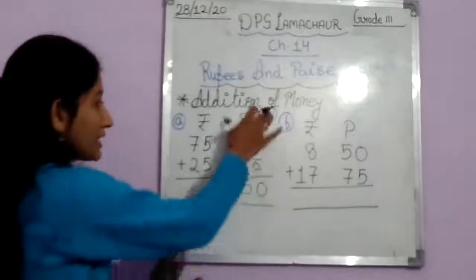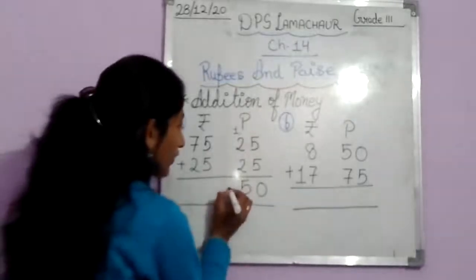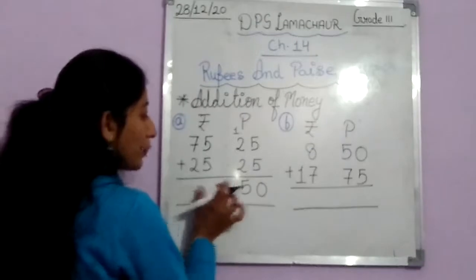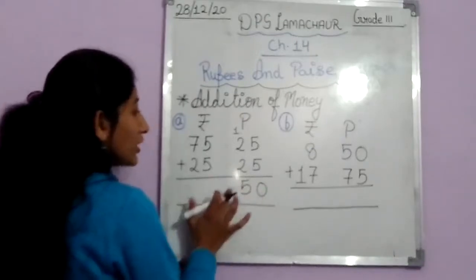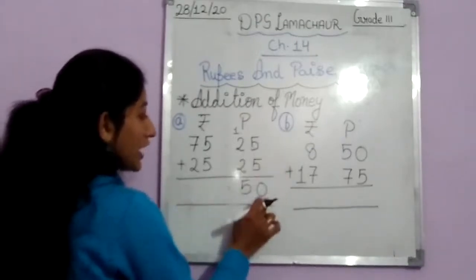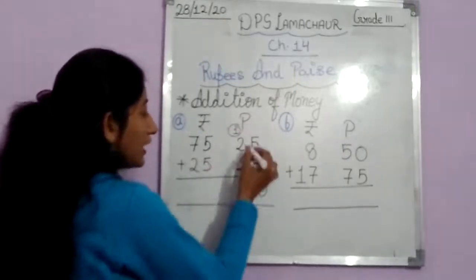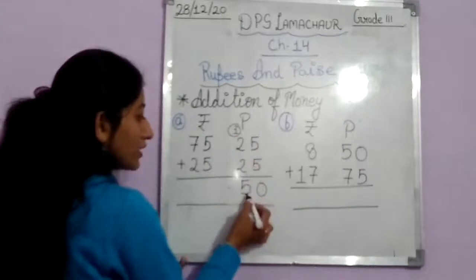50 में हमारा पैसा वाला column over हो गया. Now we have to put this mark because this mark differentiates between the rupee and the paise. Okay. तो ये हमने क्या किया? 5 plus 5 is 10, 0, 1 carry, and then what we are getting? 1 is carry here. Then 2 plus 2 is 4 plus 1 it is 5.